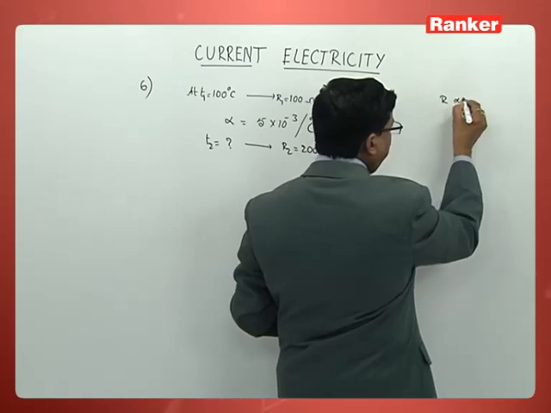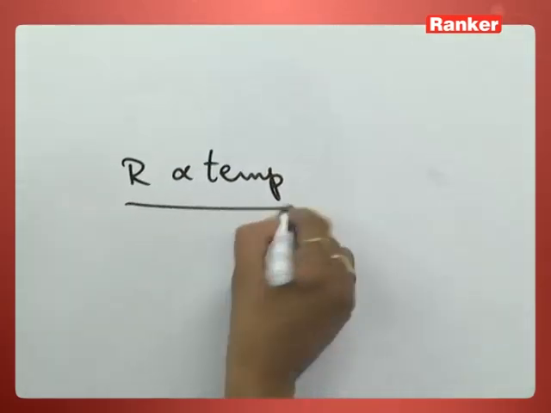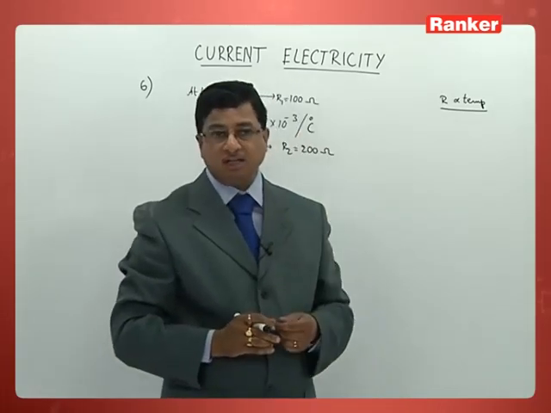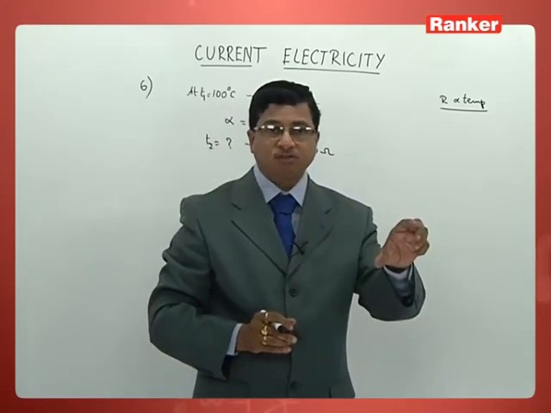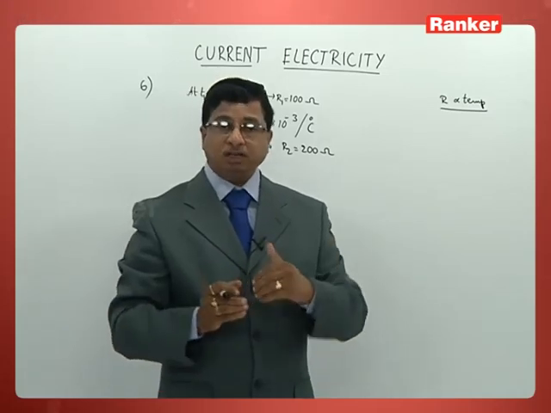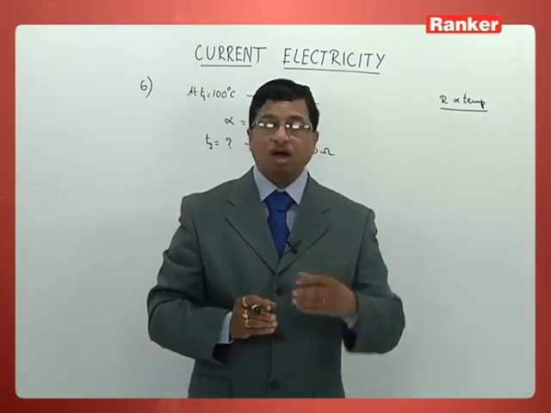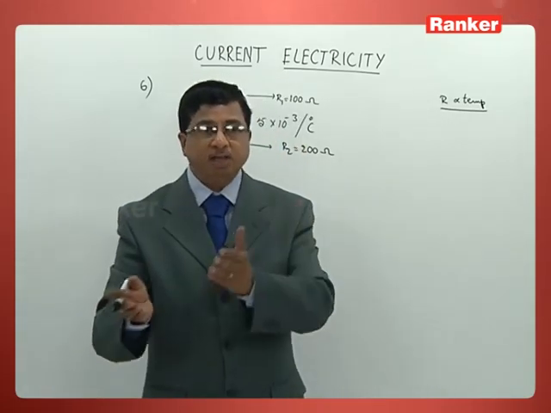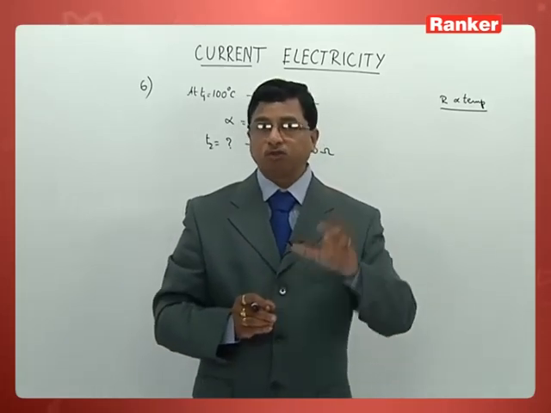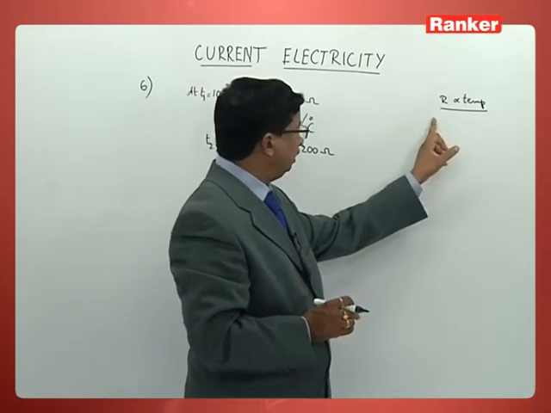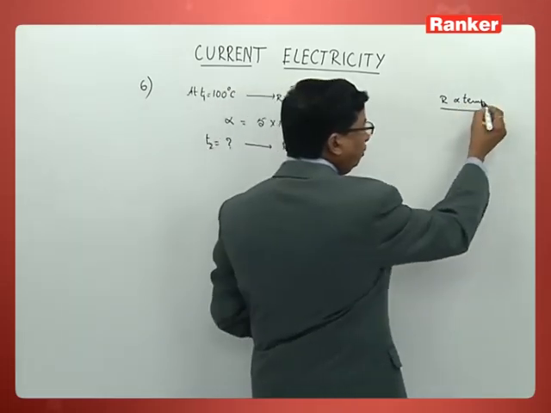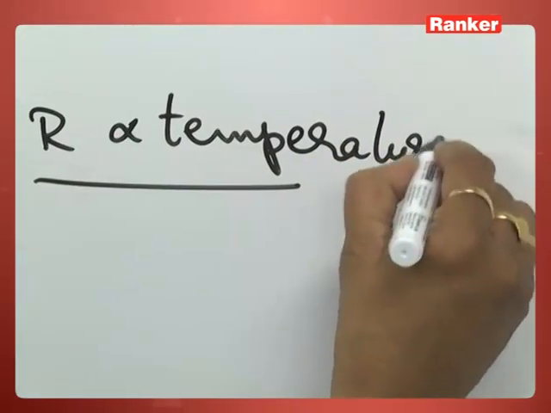Resistance is directly proportional to temperature. In fact, that is the reason why while discussing Ohm's law, we keep the temperature constant and then we relate potential and current. Otherwise, if temperature varies, automatically the resistance may vary without a change in V and I respectively. Therefore, you should understand resistance in this case is directly proportional to temperature.